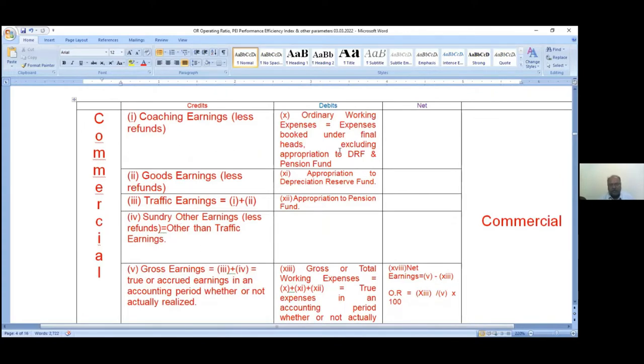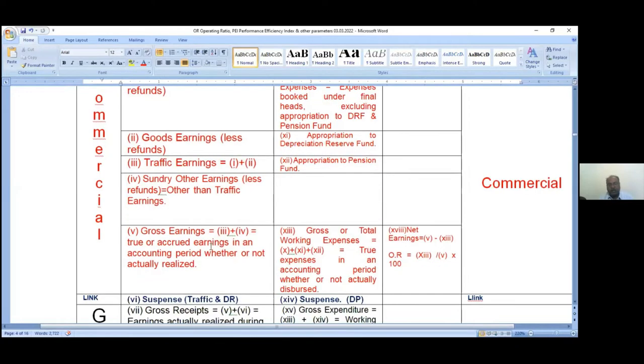That is gross earnings. Here, OWE and appropriation to DRF and appropriation to pension fund is required. This is the gross working expenses. The difference between gross earnings and the gross working expenses is called net earnings. Sometimes in the examination, they may ask: find the net earnings from the given figures.